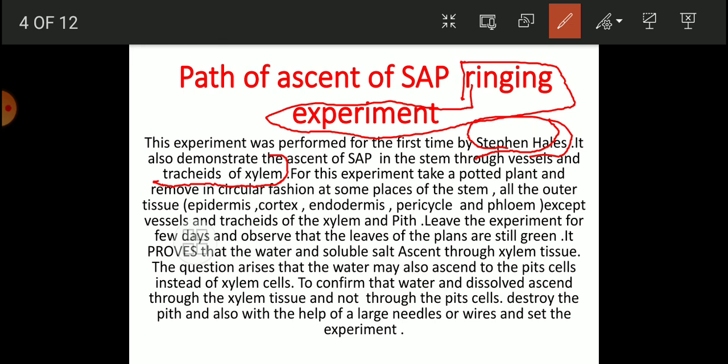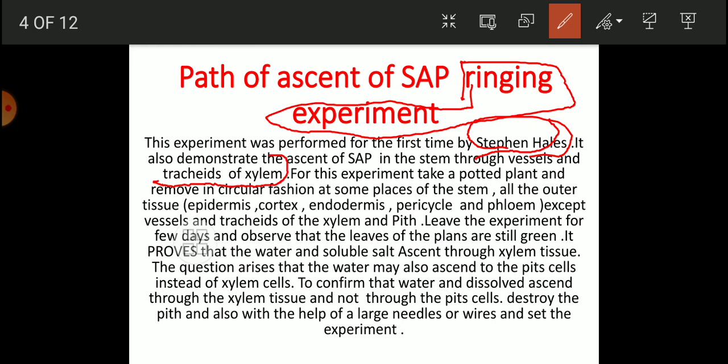For this experiment, take a potted plant and remove, in circular fashion at some places of the stem, what we have to remove? All the outer tissue. In the sense, which things are there in the outer tissue? Epidermis, cortex, endodermis, pericycle and phloem.